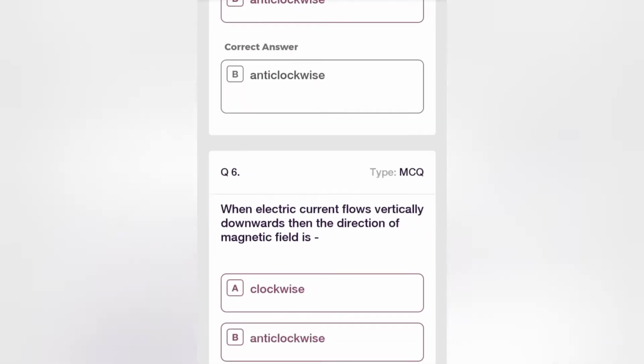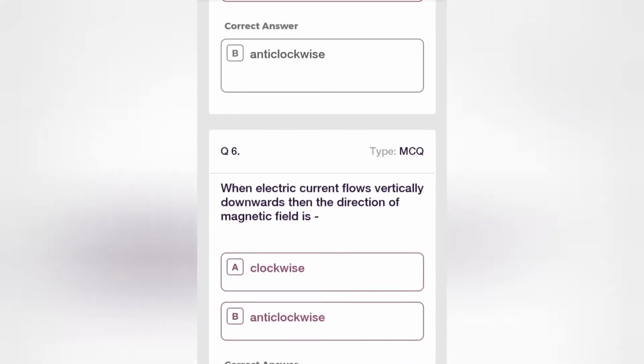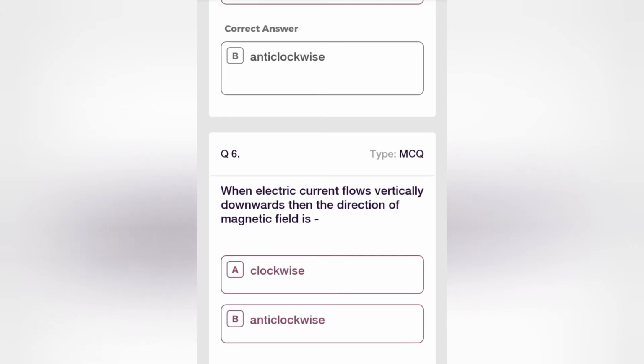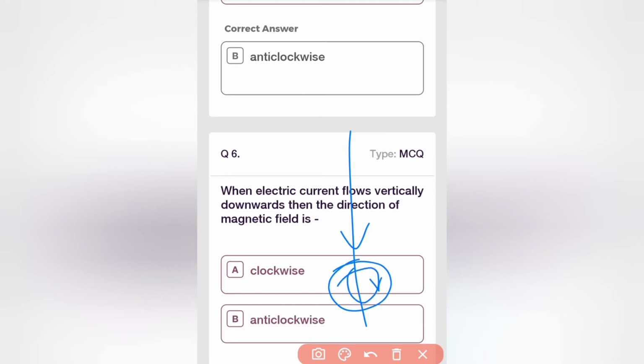Similarly, when electric current flows vertically downwards, then the direction of the magnetic field will be. See, when the current is moving downwards, the direction of the magnetic field will be clockwise. So keep your right hand with your thumb pointing downwards. You will find that the remaining four fingers will rotate in the clockwise direction. So option A is the correct answer.